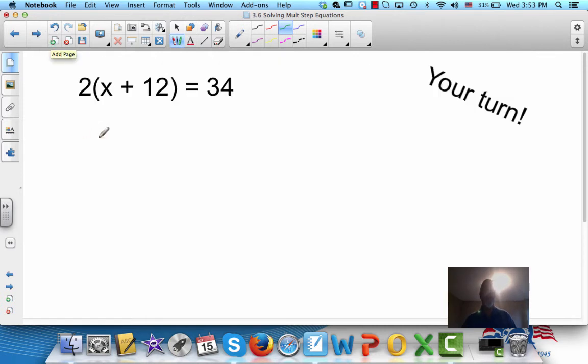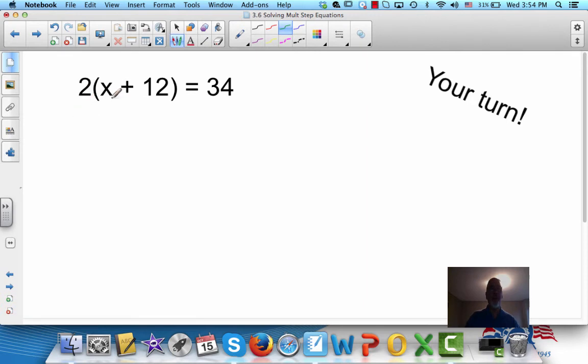Now we've got your turn. 2 times x plus 12 equals 34. You choose whatever method you want to solve it. You can use the first method or the second method. Pause the video, and then when you finish, resume the video, and we'll see how you did.